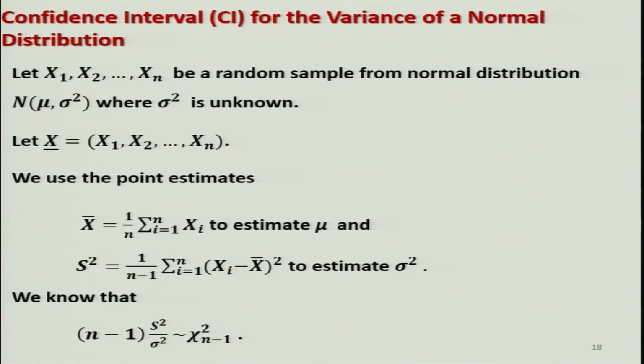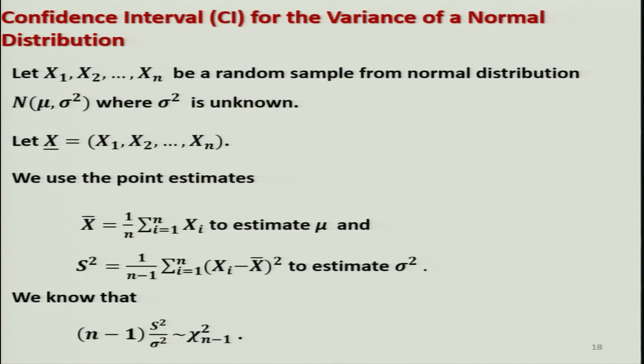This is about confidence interval estimation for the variance of a normal distribution. You have two parameters in the normal distribution, mu and sigma square. Up to now you have assumed that sigma square is known or unknown and tried to provide the confidence interval for the mean. But now we are assuming that sigma square is unknown, so we can estimate it through point estimation as well as through confidence interval estimation. So how to get it done is what I am going to discuss here.